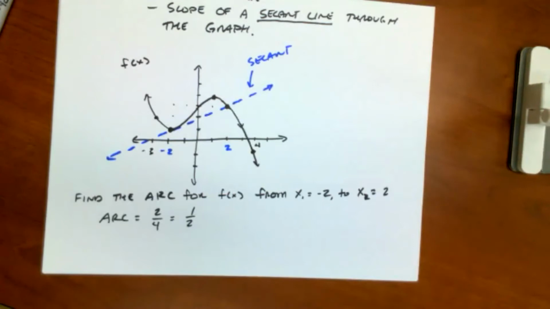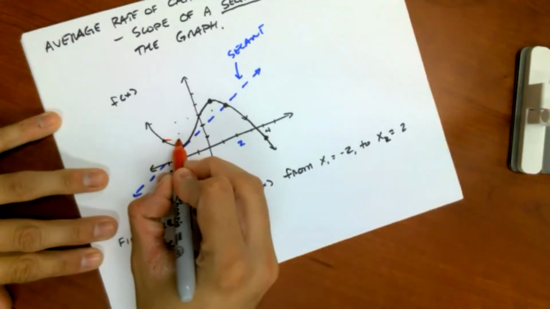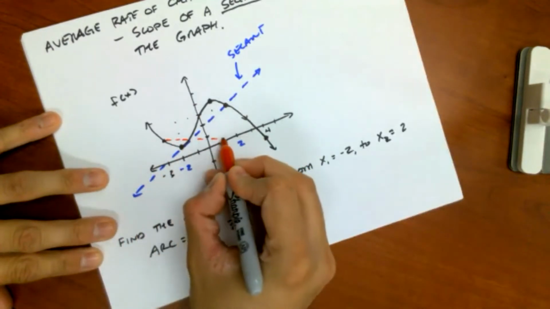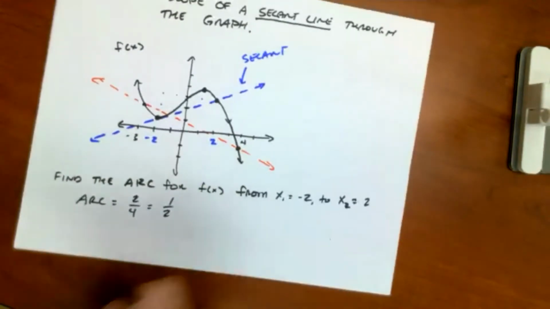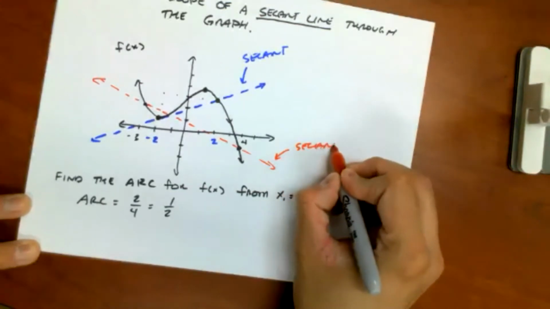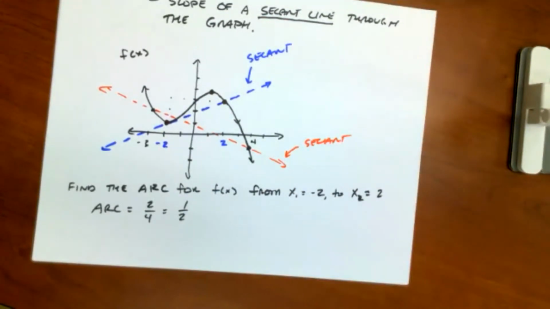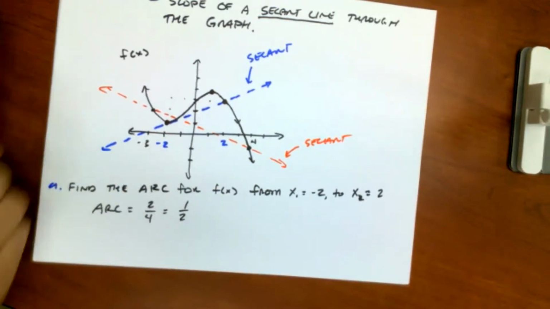Now that's a lot of rising and running, but I'm going to use a different color so it'll be clearer. I'm going to draw the secant line through here. Okay, so there's my secant line. This is going to be the secant line for the second question I ask. So we'll call that A, and the other one we'll call B.